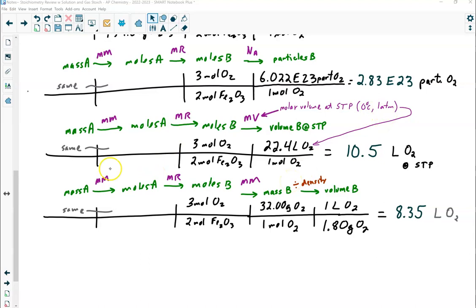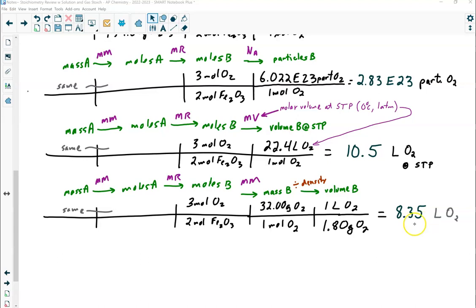You start out the same way, apply the mole ratio, and the molar volume allows you to go directly from moles of oxygen, in this case, to liters of oxygen, because that's a standard amount, that there are 22.4 liters of any gas in 1 mole of that gas under those conditions of temperature and pressure. And solve that, you get 10.5 liters of oxygen.